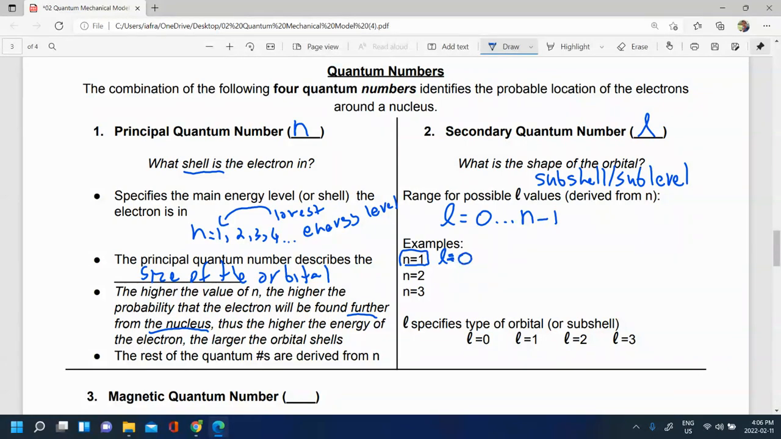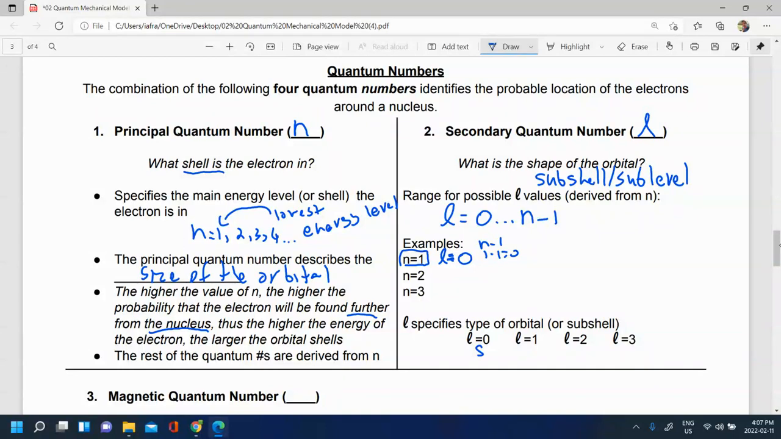So I'm going to list 0 and I'm going to stop. And the reason is because n minus 1 in this case is 1 minus 1, which is 0. So that's all I can have. And what does that L mean? That L means I'm in sublevel S. So whenever you see L is equal to 0, that means it's in sublevel S. So this electron that I'm trying to describe is in energy level 1, sublevel S. And that makes sense. There's only S in energy level 1.